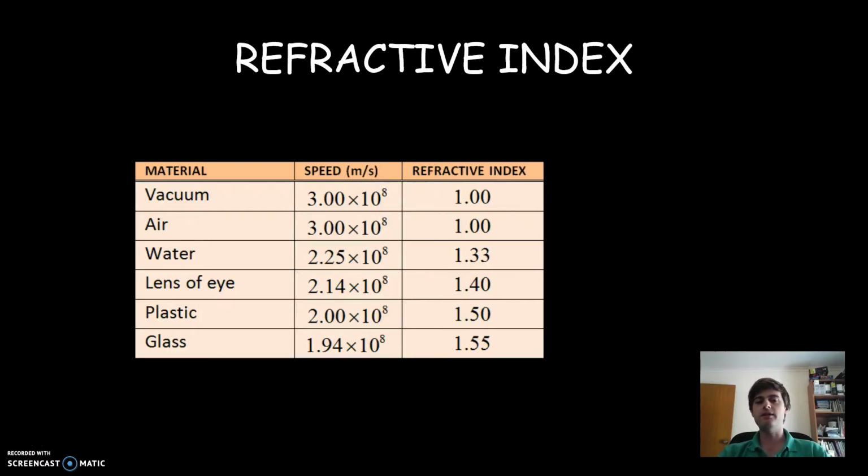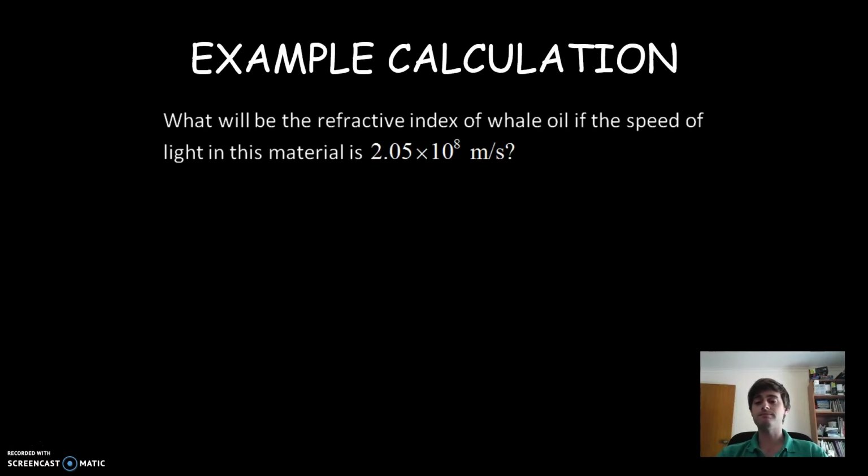Okay, so here's my table again, and this time, as well as the speeds, I've put in the refractive indices for each material. So you'll see that air and vacuum both have a refractive index of 1. And then as we go down the table, as the speed of light in that material gets smaller, the refractive index will get larger. So glass has the slowest speed of light, and therefore the highest refractive index of all of those materials we've listed.